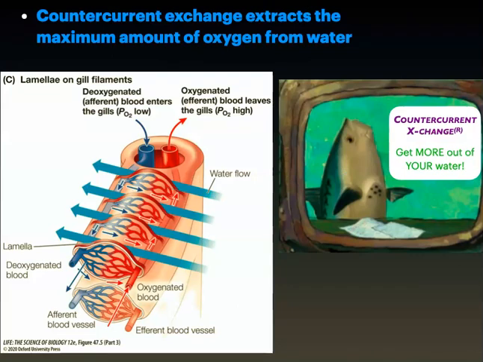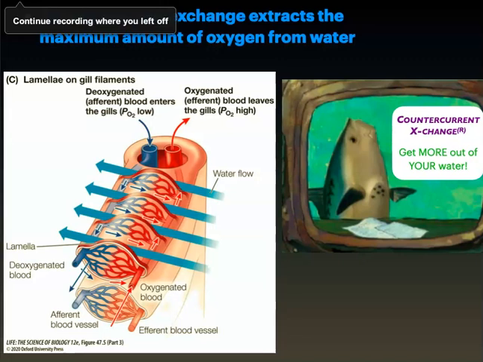Now we're going to go back and talk about everybody's favorite subject, countercurrent exchange. I've even made an advertisement for fish for countercurrent exchange. Most fish do have countercurrent exchange, but just in case they don't, they should get it. Previously we talked about countercurrent exchange with respect to temperature and conserving heat. Now we're going to talk about it in terms of conserving oxygen, or really maximizing the amount of oxygen that a fish can get out of water.